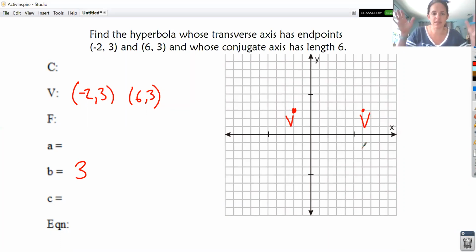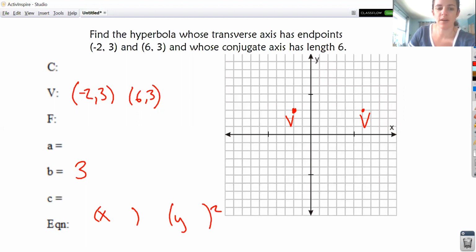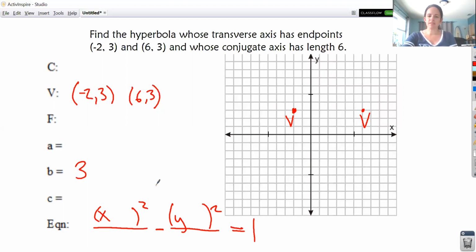That also means the hyperbola is going to be oriented horizontally, which means the x component is first and then the y component. So I'm going to set up a template here so that I remember that the x component is first. Then let's find the center. We find the center by splitting the distance between our vertices. From -2 to 6 is 8 units, and half of 8 is 4. So if I go 4 units each way, the center is at the coordinate (2, 3).